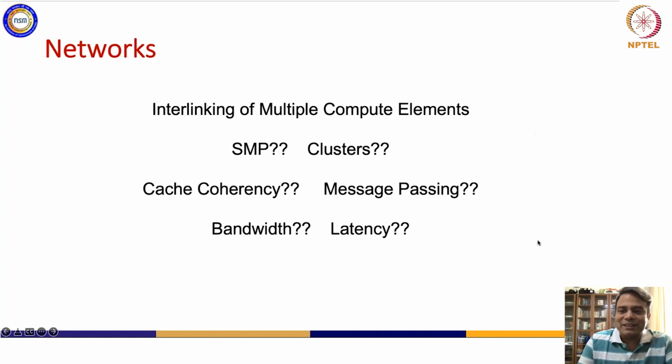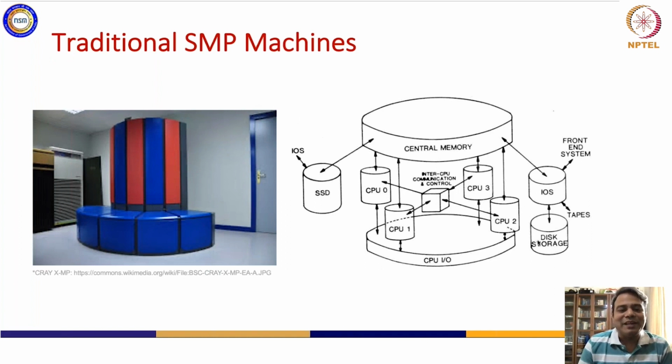So traditionally, this is a very popular picture. Everybody recognizes this. This was one of the first Cray machines, which enabled connecting 4 CPUs together, and all the 4 CPUs shared a certain central memory, and they were also connected to each other for running a parallel workload. To connect all these elements together, there was some inter-CPU communication and control.